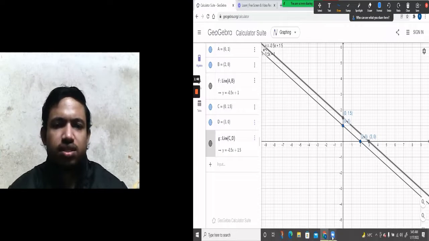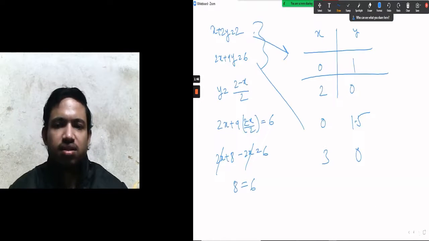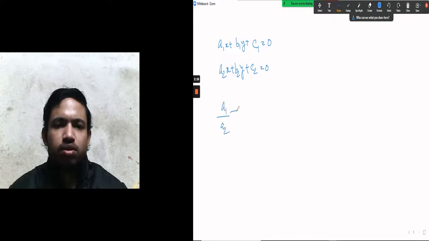In the first two cases, we get a solution. So, these are called consistent, and the third case is inconsistent. Now, there is an interesting method for determining the type of solution. For the general pair of linear equations a1x plus b1y plus c1 equals 0 and a2x plus b2y plus c2 equals 0, in the first case, if a1 by a2 is not equal to b1 by b2, then the simultaneous equations will have a unique solution and the graph will have two intersecting lines.